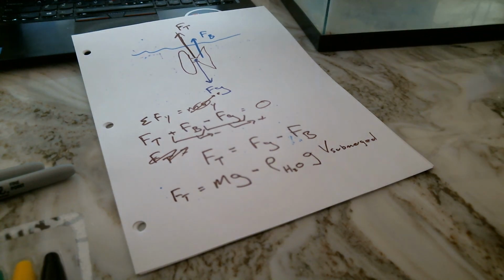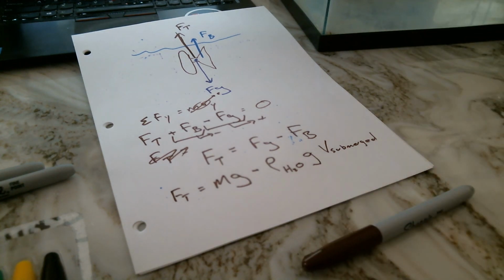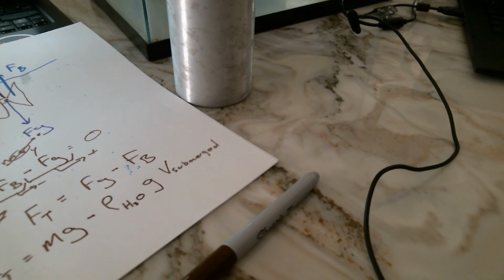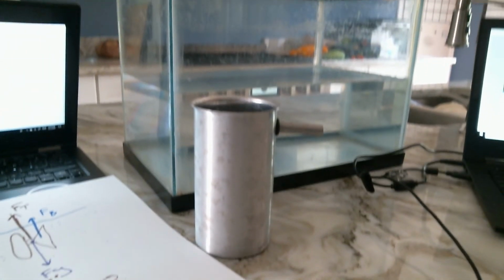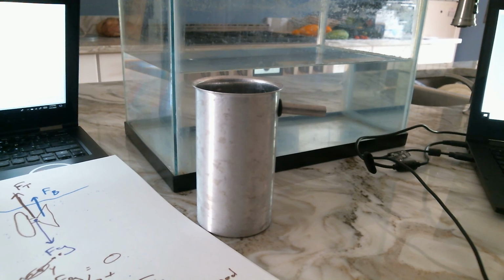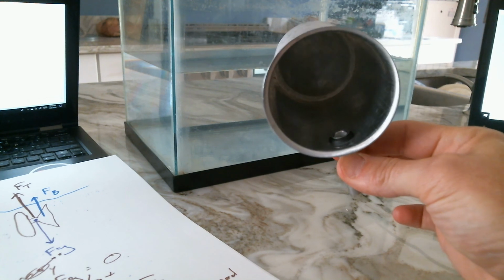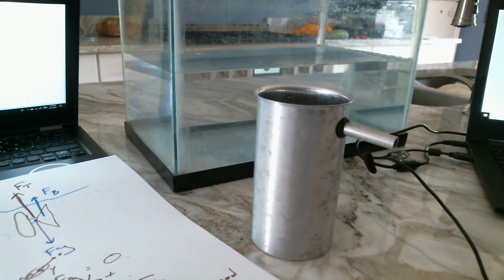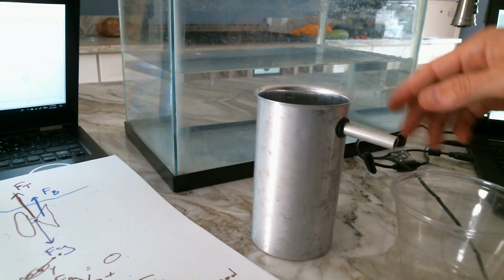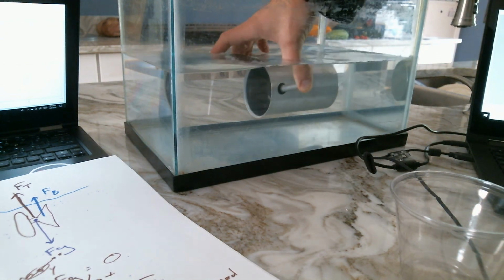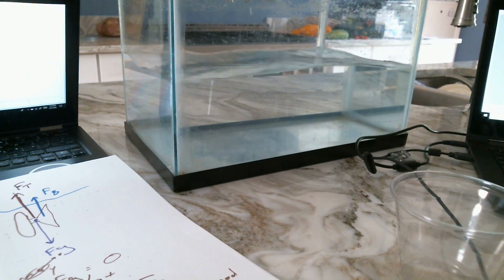And so in order to get that volume that's submerged, what I'm going to do is use something that looks like a tin can with a spout on it. The reason why it looks like a tin can with a spout on it is because it's a tin can with a spout on it. Actually, it's aluminum. Sorry. But all it is is an aluminum can with a little spout right there. Okay? What I'm going to do is block the spout, put it underwater, and I'm going to fill that can up to above the spout.